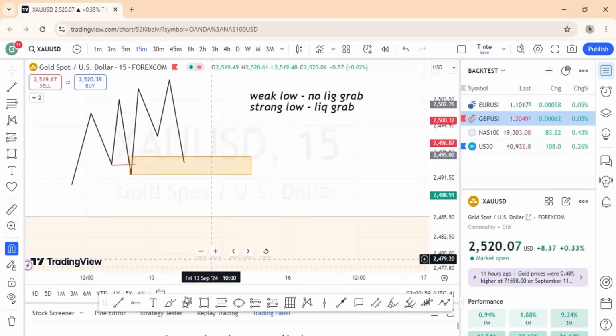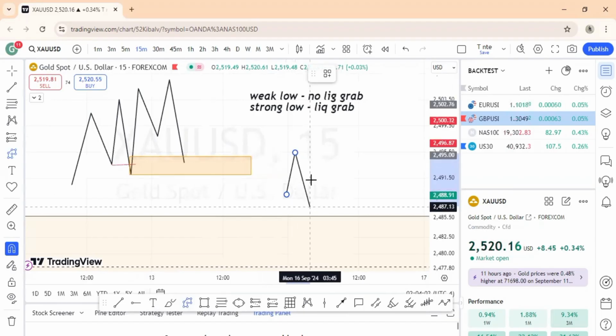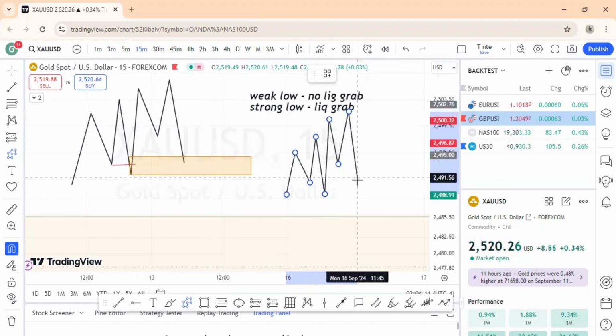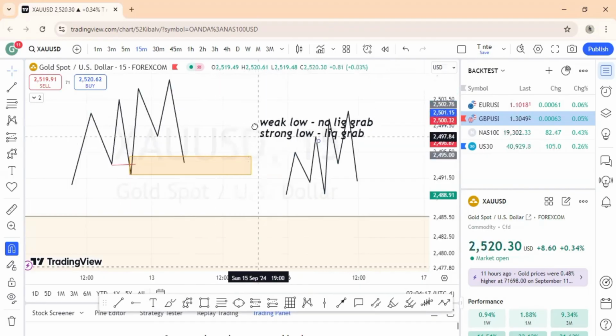So now this is the whole model of the trade. It's a very simple model, right? Here we see price make a strong low, and then we see a weak low above the strong low, and then we see price come back to tap into our strong low, right? This is what we call an inducement model, right?